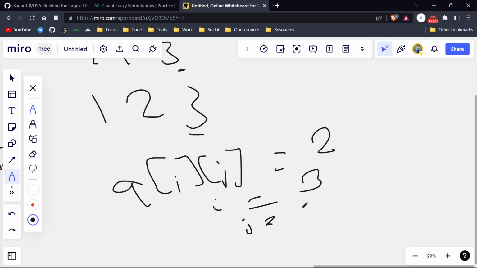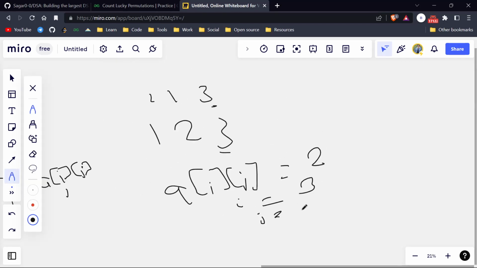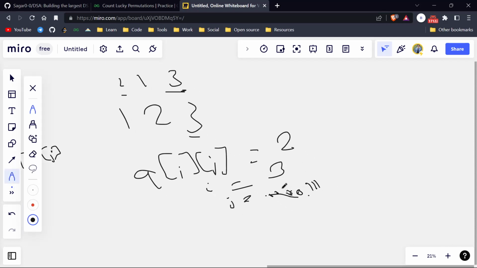So j will be equal to, for a 32-bit number, it will contain 1, 2, 3. So that means the last 3 bits will be 1, 1, 1, and all the rest of the bits will be 0, 0, 0. I hope now you understand it. This will be acting as our visited array.